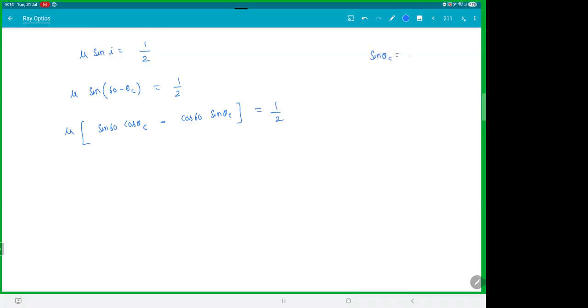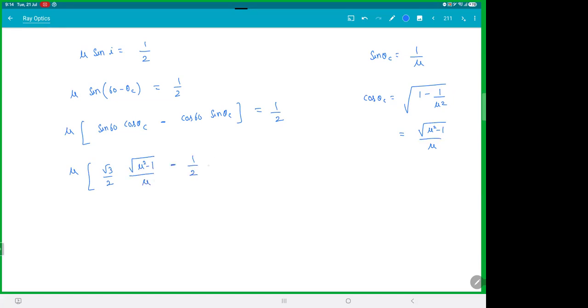And we know sine theta critical is 1 by mu. Cos theta critical is root over 1 minus sine square theta. So that's 1 by mu square. So that's root over mu square minus 1 by mu. Substitute everything here. Mu is root 3 by 2. Cos theta critical is root over mu square minus 1 by mu.